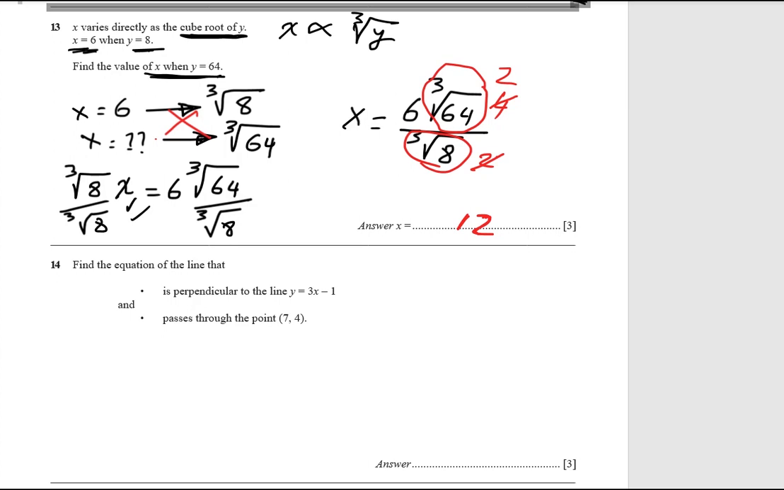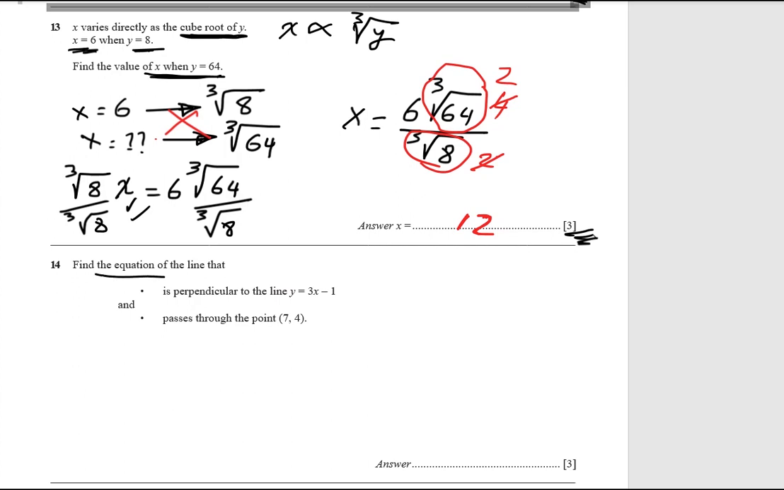And again, it's a 6 mark question, and that was 3 marks. Again, 3 marks, so you need to show your steps. Let us go ahead to the next question.